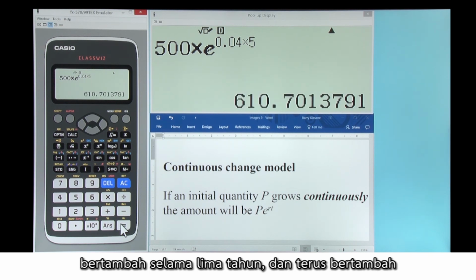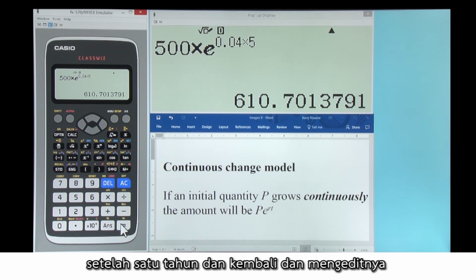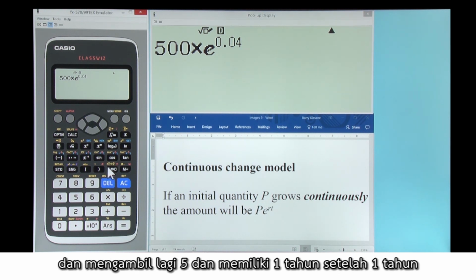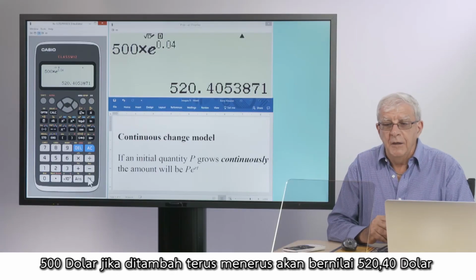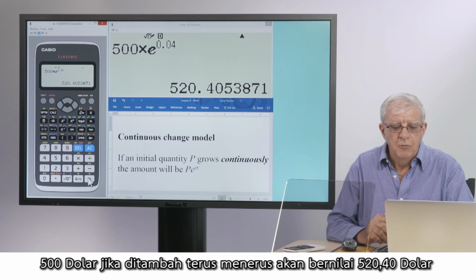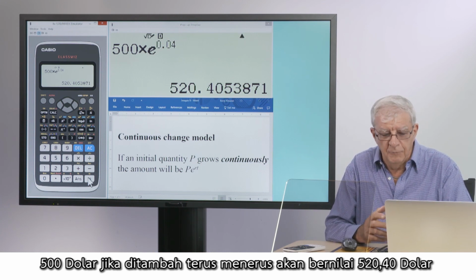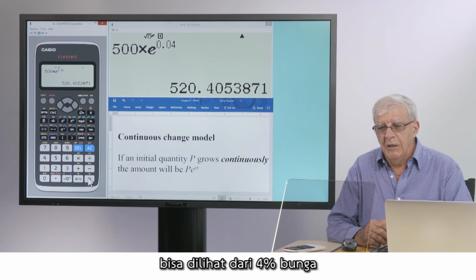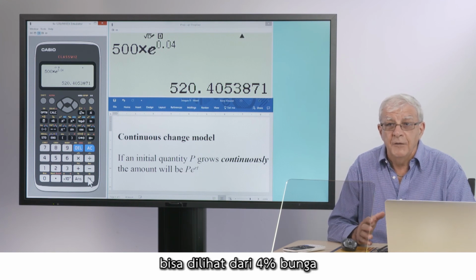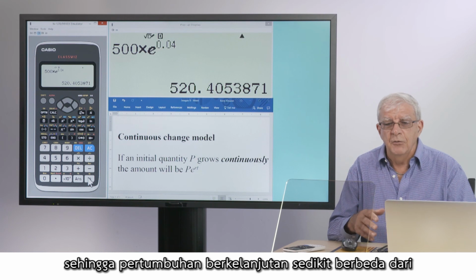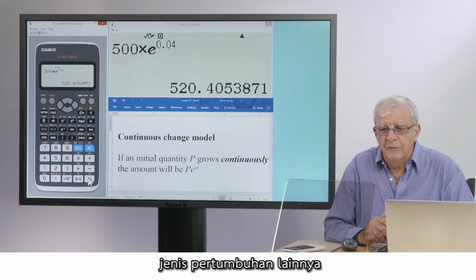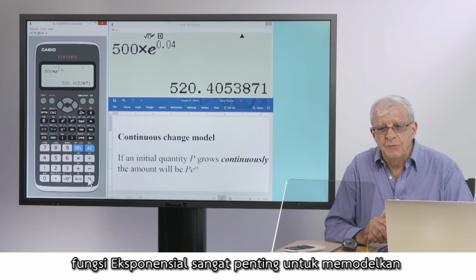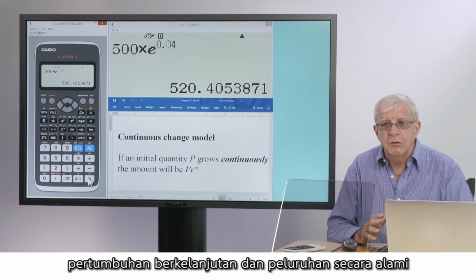compounds continuously. After just 1 year, I'll go back and edit that and take out the 5 and just have 1 year. After 1 year, the $500, if it's compounded continuously, will be valued at $520.40 and a bit more. You can see it's a little bit more than 4% interest. So continuous growth is a little bit different from other kinds of growth. The exponential function is very important for modelling continuous growth and decay and natural processes.